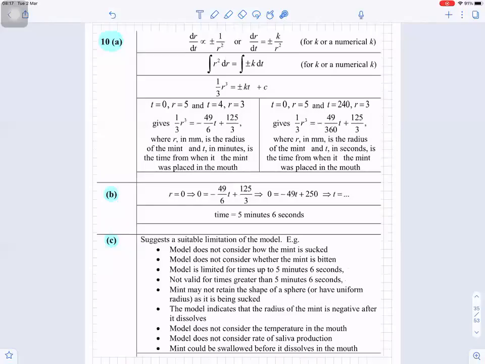So that's questions 10A, B, and C written neatly. 10A is written neatly there. 10B is given as 5 minutes and 6 seconds. And 10C gives you all the suitable reasons. Model does not consider how the mint is sucked. Some people suck faster and slower. Model does not consider whether the mint is beaten. Model is limited for times up to 5 minutes and 6 seconds. These are all examples of suitable limitations.